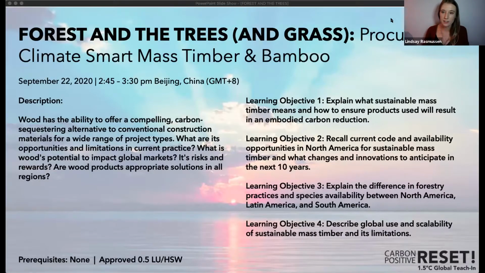Welcome everybody to this session, Forest and the Trees and Grass: Procuring Climate Smart Forest Products and Bamboo. While not necessarily a new material, mass timber is growing in popularity as a lower carbon alternative to concrete and steel. The session will dive into what designers need to know in order to get mass timber and forest products right, and what innovations are occurring that we can likely expect to see in the future marketplace.